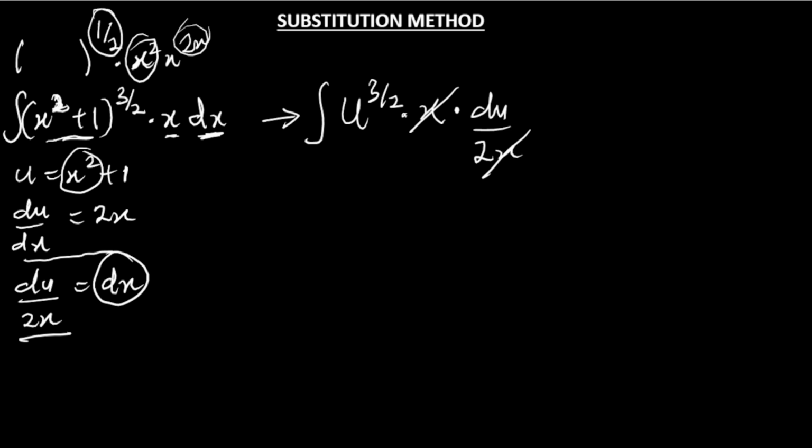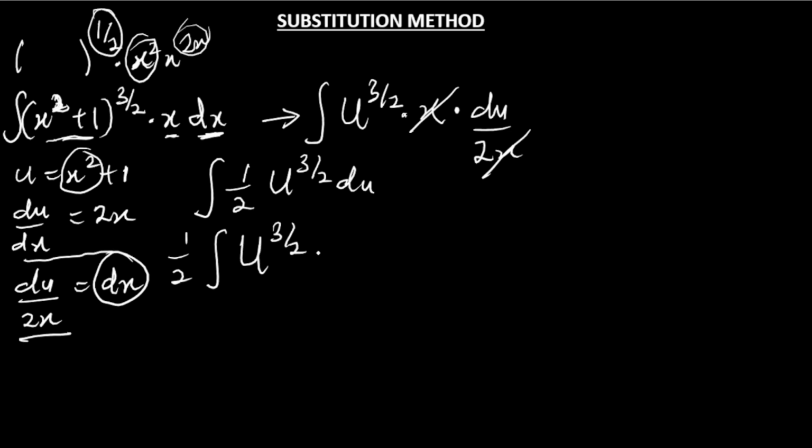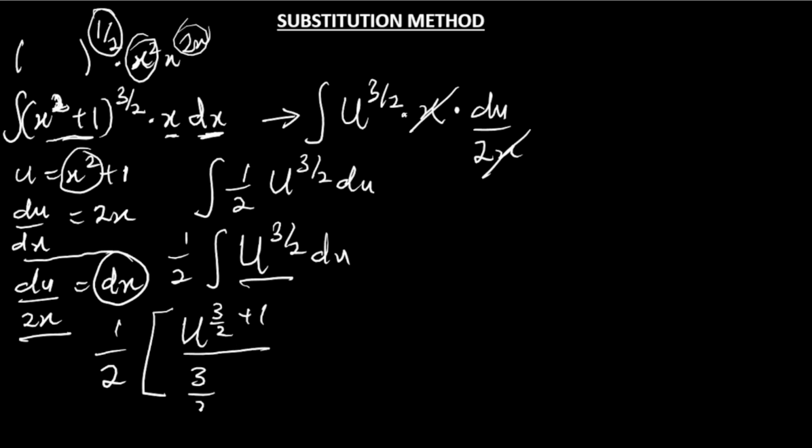One thing you need to know is, whenever you're dealing with substitution method, something will always cancel out something, leaving you with everything in terms of u. So looking at this, I have 3 over 2 du. Now I can say this is 1 over 2 integral of u raised to the power of 3 over 2 du. Now let's apply our rule of integration. 1 over 2, then u integrated: 3 over 2 plus 1, divided by that same 3 over 2 plus 1, plus c.